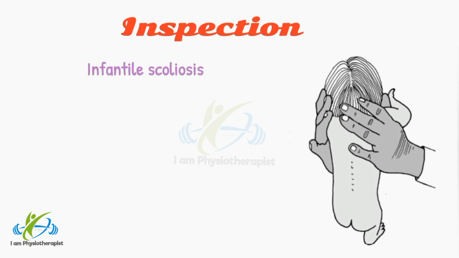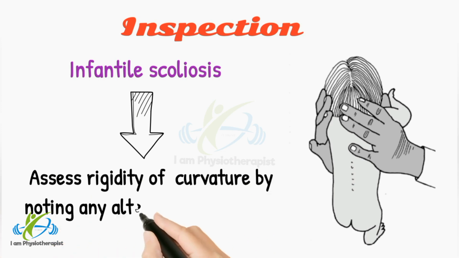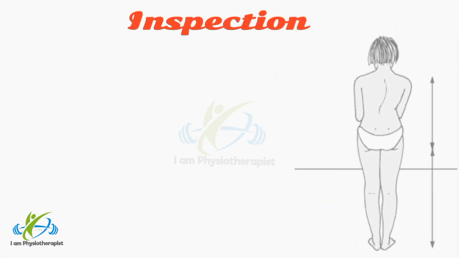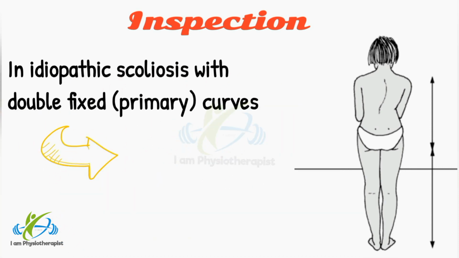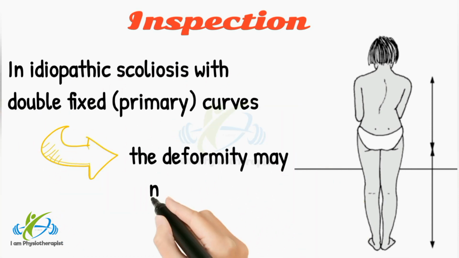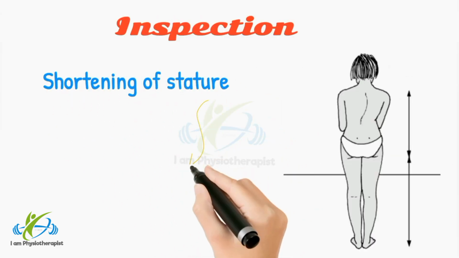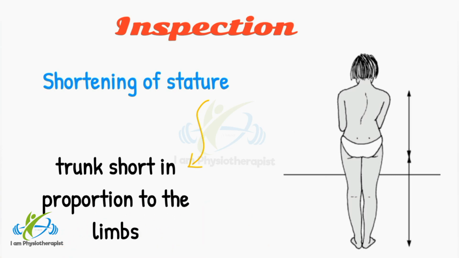In the case of infantile scoliosis, assess the rigidity of a curvature by noting any alterations as the child is lifted by the armpits. In idiopathic scoliosis with double fixed primary curves, the deformity may not be obvious. There will, however, be shortening of stature, with a trunk which is short in proportion to the limbs.